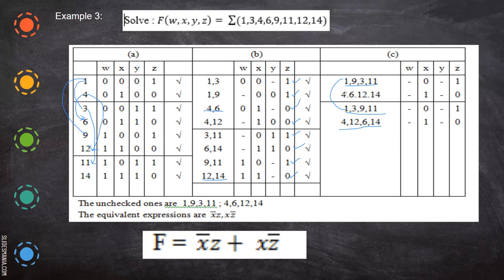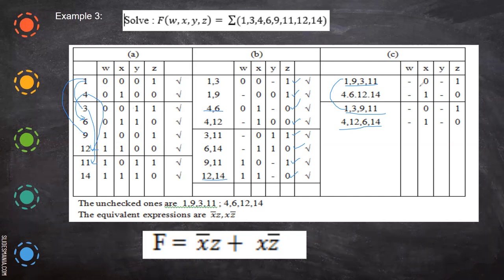And if you take this, 4, 6, 12, 14, this is also the same, repeating. So we can take it as one. But when we try to eliminate, here two variables change. This is the same. But when you take this, here is a change, so that cannot be considered. So what we have to do is, we eliminate the repeated group and we take only one.